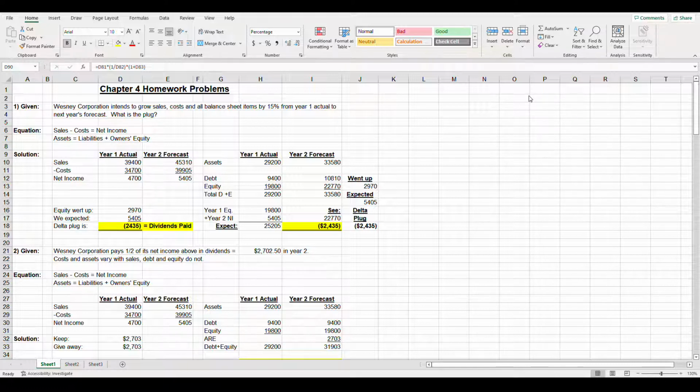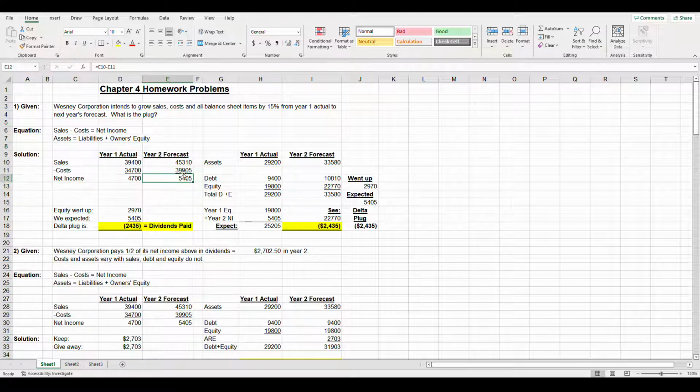The equations are sales minus cost equals net income, and assets equal liabilities plus owner's equity. These are your basic income statement and balance sheet equations. So year one actuals are given to you, and your job is to figure out the forecast values. To get the sales number for year two, we simply take year one actual 39,400 times 1.15. So equal D10 star 1.15. To get the cost number, similar thing, equal D11 times 1.15.